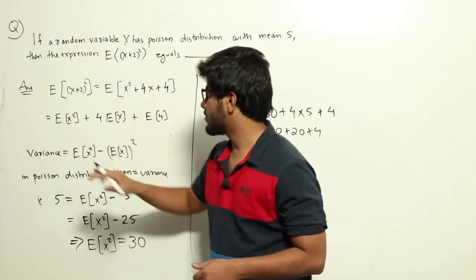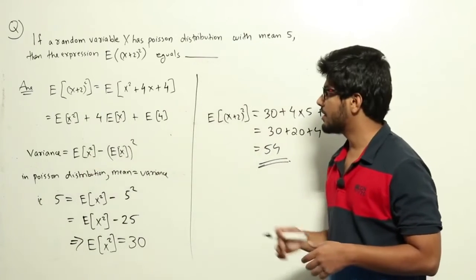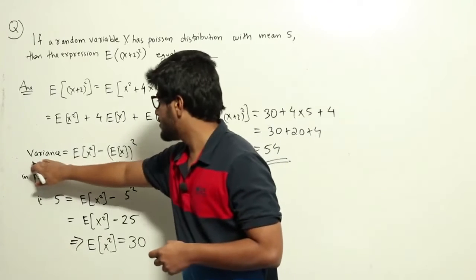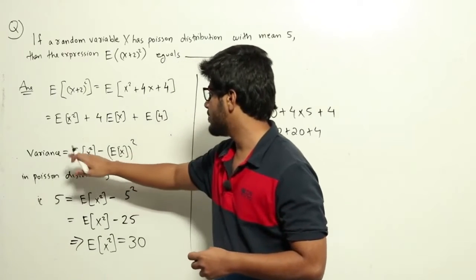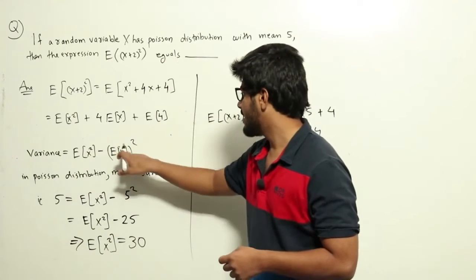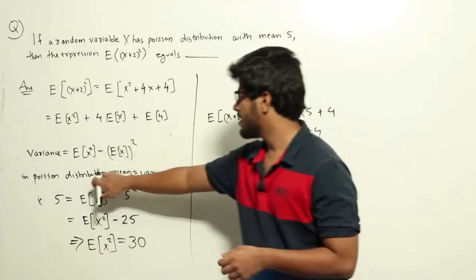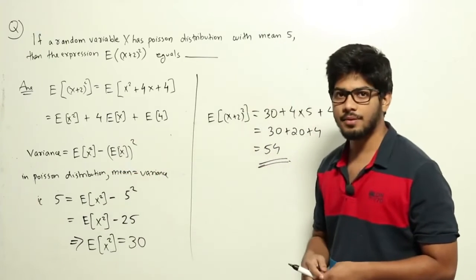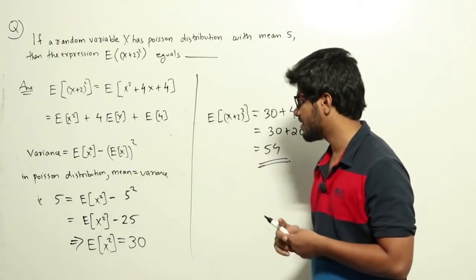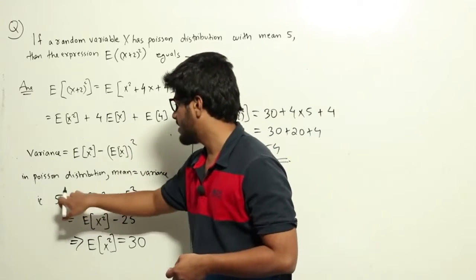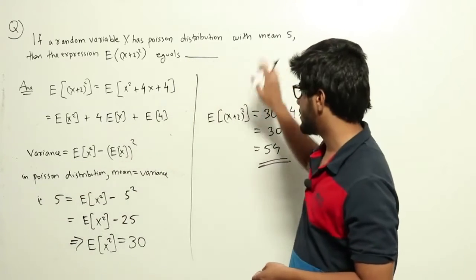Now expectation of x square, we don't know what that will be. That's what we need to find here. Now for variance, the formula would be variance equal to expectation of x square minus expectation of x the whole square. And in Poisson distribution, mean and variance would be the same. That's a property of Poisson distributions, which means I can rewrite this formula as variance equal to 5. It was given in the question.